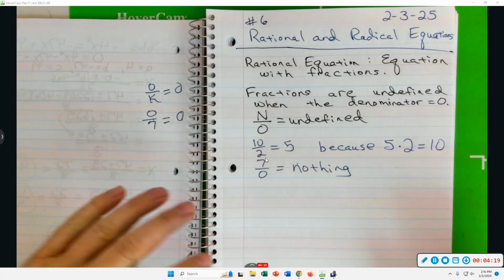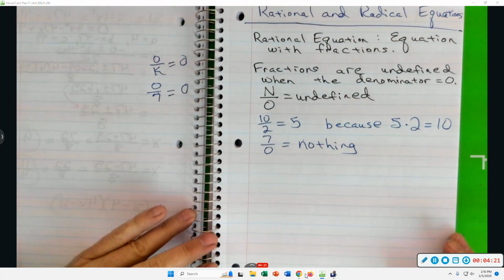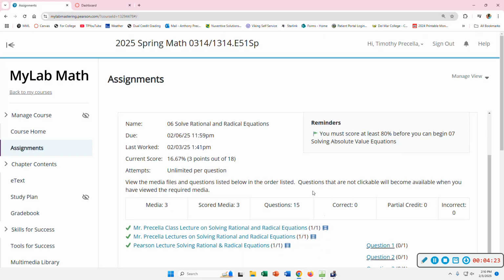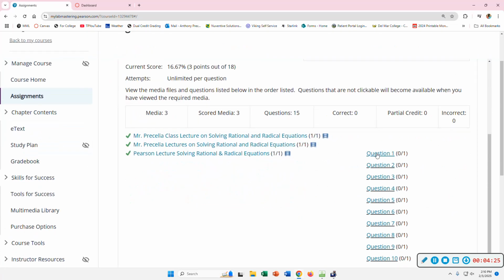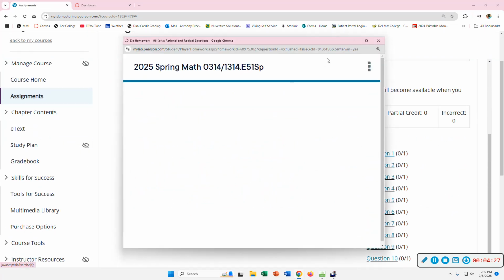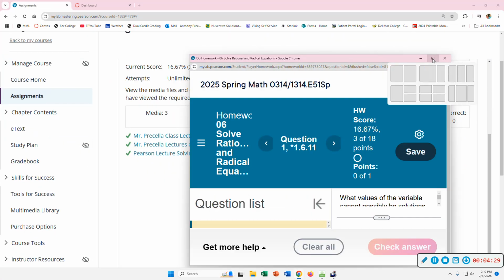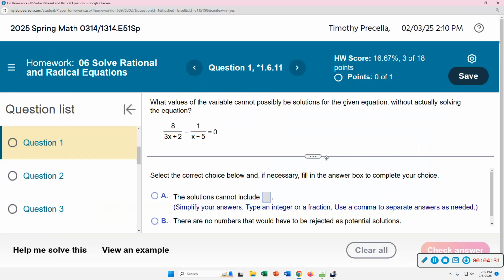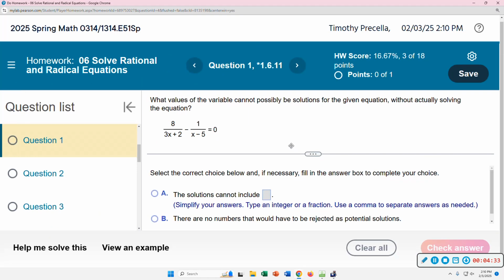Looking at problem number 1 from the assignment, they're giving us an equation and they're asking us, basically, when are the fractions undefined? What numbers cannot possibly be solutions? What values of the variable cannot possibly be solutions for the given equation? They tell you, don't solve the equation, just decide which numbers cannot possibly be solutions. Let me write it out.